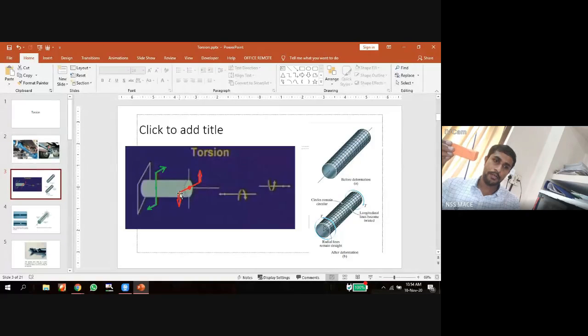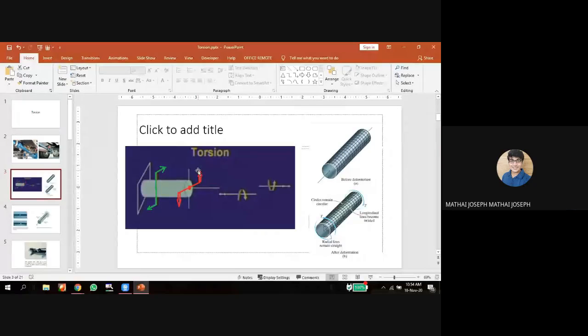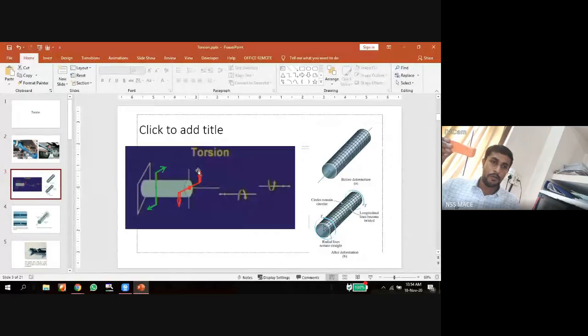When I apply an equal and opposite force, a couple, a moment, will be developed. What is the magnitude of that moment? It is the force into the perpendicular distance between the equal and opposite forces. That force into perpendicular distance is torque.